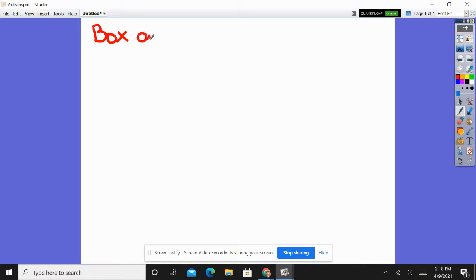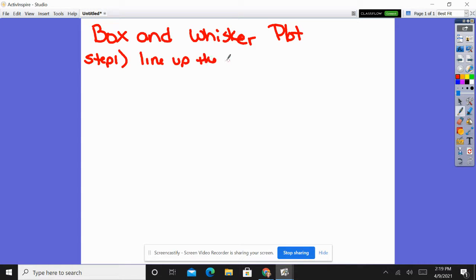So on a box and whisker plot, what you look at, and I put an S on there, so let's get rid of it. All right, so the first thing you do, step one, line up the numbers from least to greatest, because most of the time you're going to see this done on a number line. Least to greatest. All right?